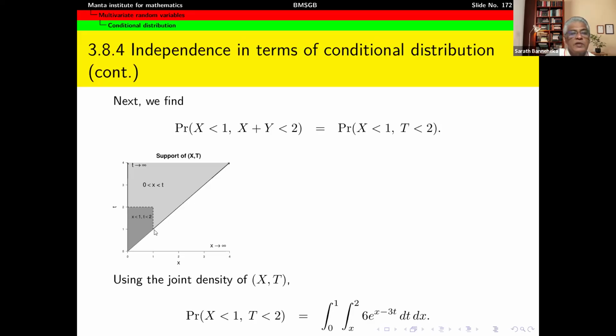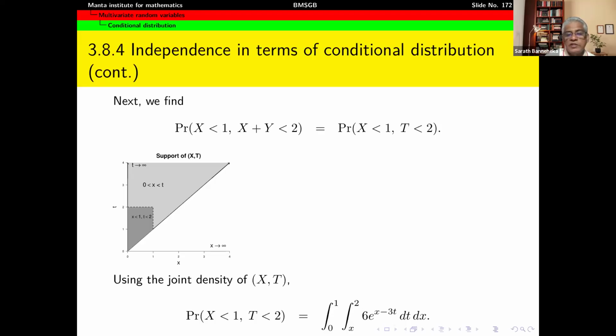Now this is actually the x equal to t line, because x has to be less than t. That's where this region comes from: x less than t. So this line is the t equal to x line. Therefore, when you are integrating with respect to t over this region, for a given x, t will be changing from x to 2. So that's where this integration comes from.